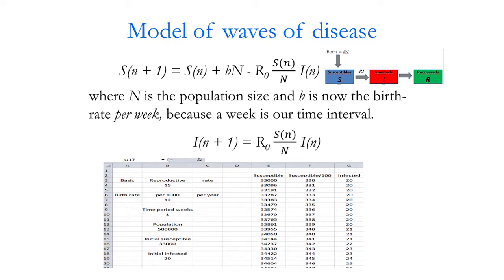So I have 33,000 susceptible, and then 20 who are infected. And in order to show them both in the same graph, actually, I'm going to divide the number of susceptible by 100. And then what I do is I just use the facilities of the spreadsheet to calculate what they're going to be week after week from then on. And I did this for about 780 weeks, just by pulling it down, which is about 15 years.